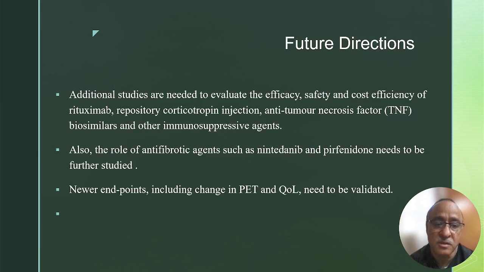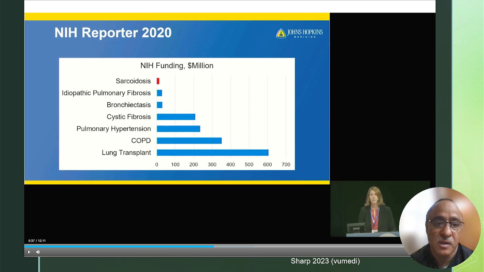And endpoints, including change in PET and quality of life, need to be updated. And this is also an important component of research on pulmonary sarcoidosis. This is a slide that I've taken from Michelle Sharp's talk. She talks about the NIH funding of diseases of the respiratory system. As you can see, sarcoid is minimally funded in comparison to the other diseases that she looked at.